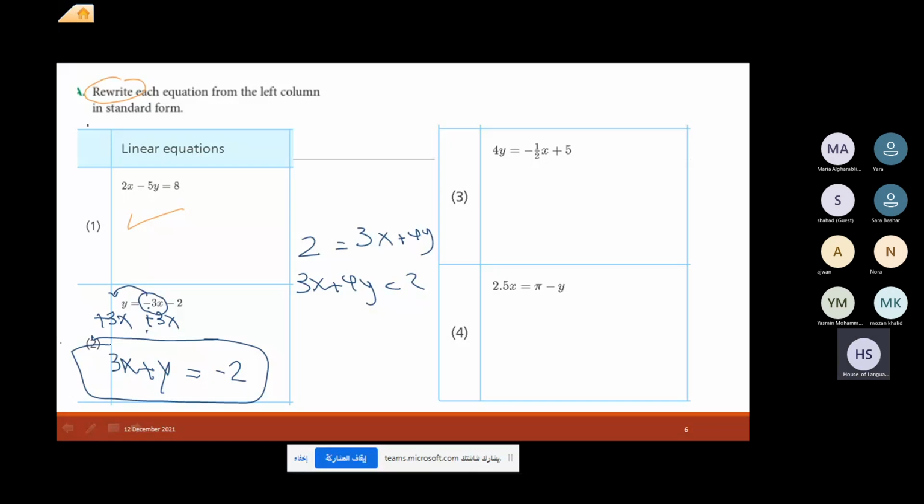Yes, Shahid. Maria, yes. Teacher, I still didn't get how to rewrite the equation from linear to non-linear. It's not non-linear. It's both. They are linear, but I rewrite them in standard form. The standard form is ax plus by equals c. So I want to rewrite them in this way.